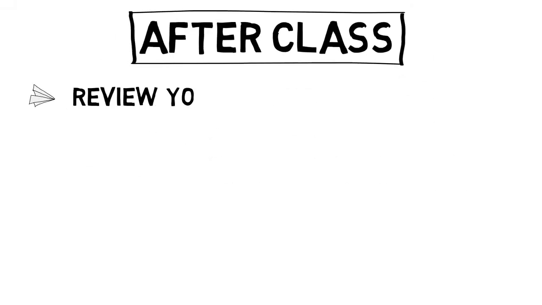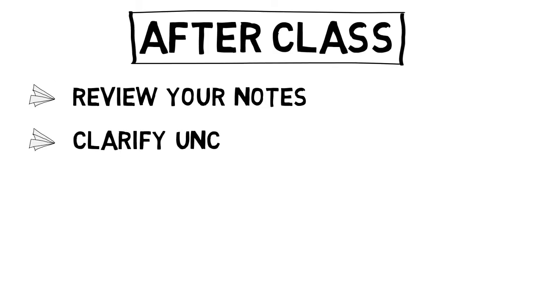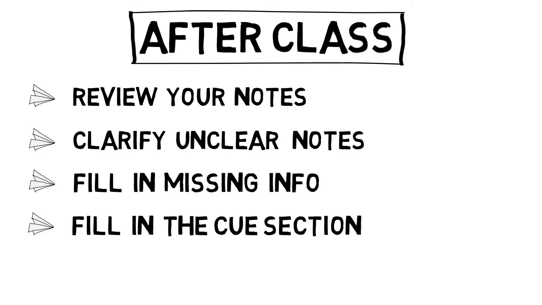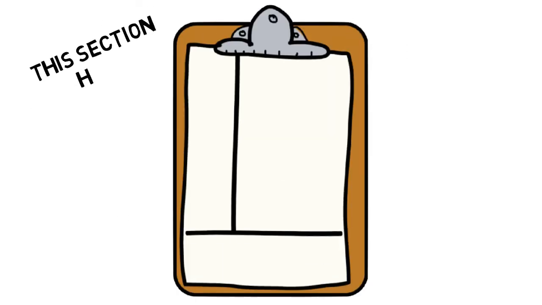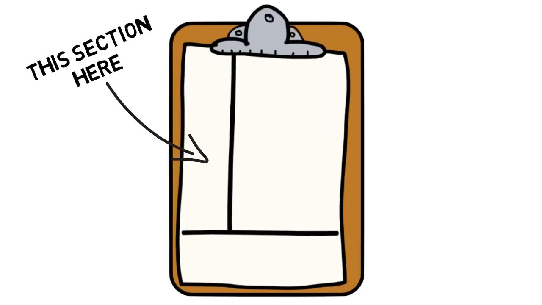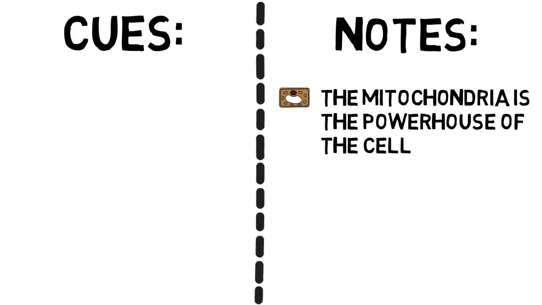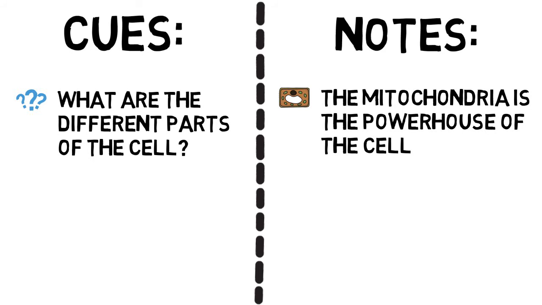As soon after class as possible, review your notes while your memory is fresh. Clarify unclear notes. Fill in missing information. Fill in the Q section. The Q column is where you create questions which are relevant to your notes. For example, if your notes describe the anatomy of a cell, you might write, "What are the different parts of the cell?" in the Q column.